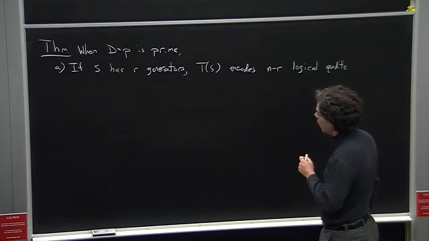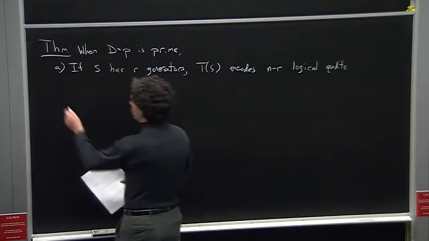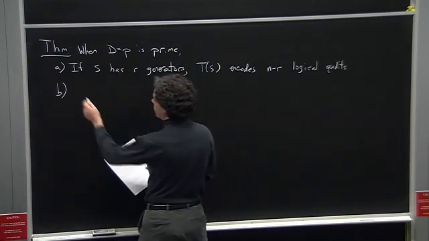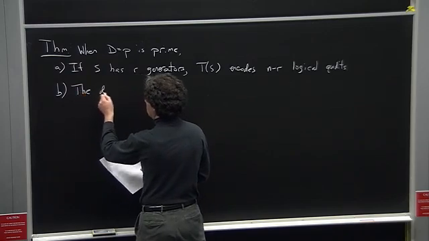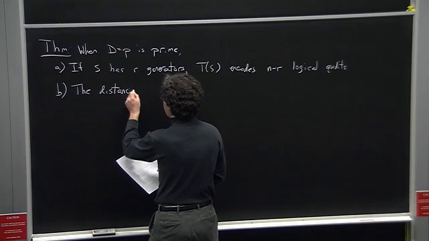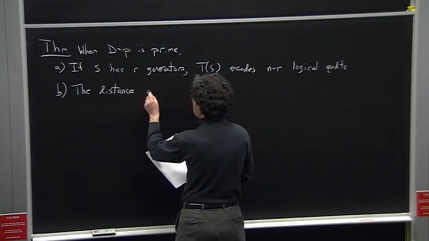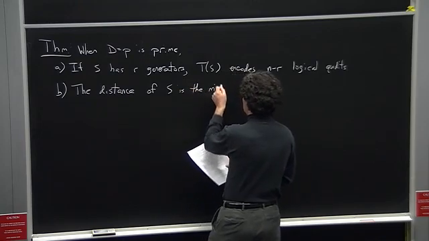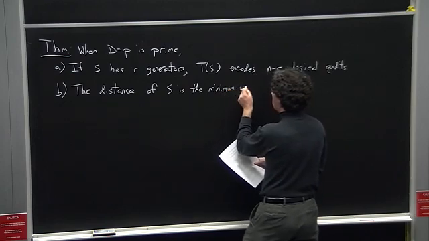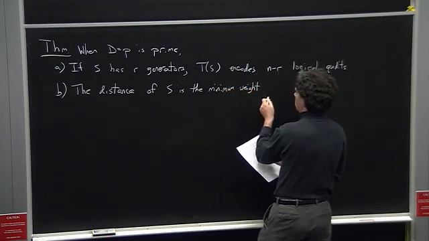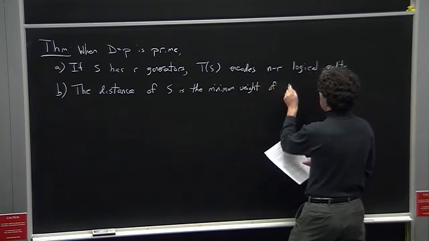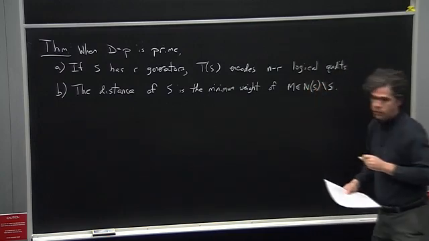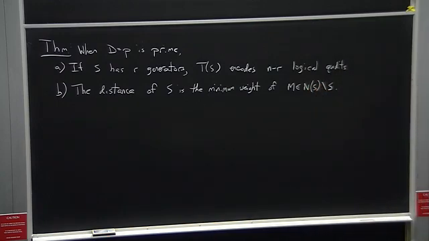Okay. And then the second property is I think also true if d is not prime. And that's the property of the distance. And so the distance is given by the minimum weight operator in N of S minus S again.